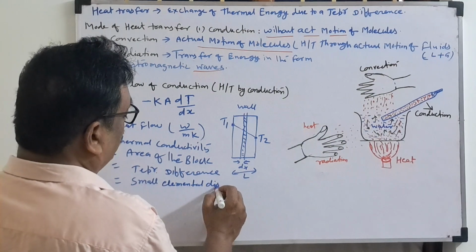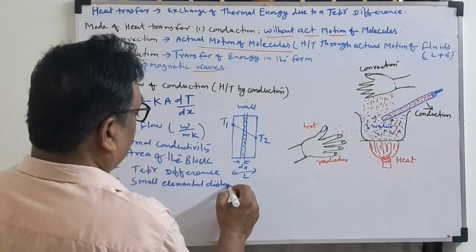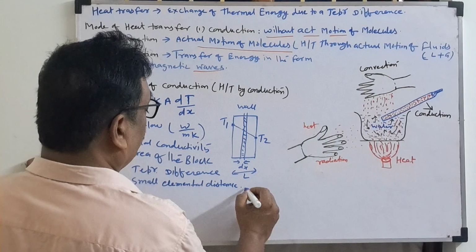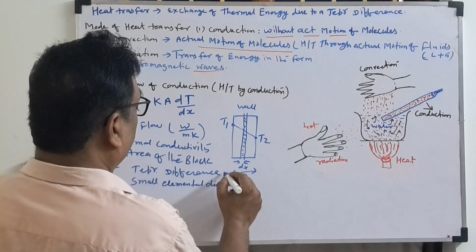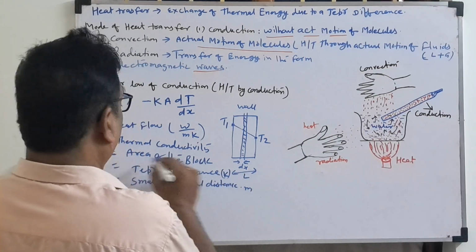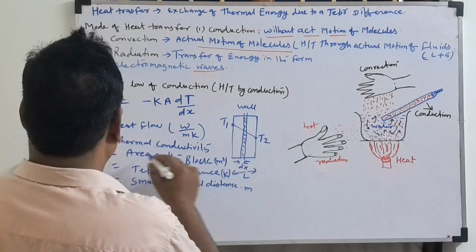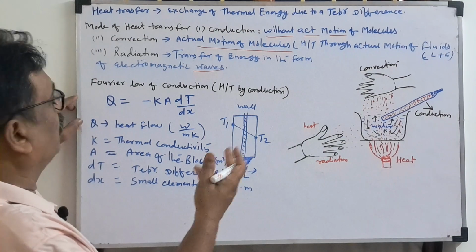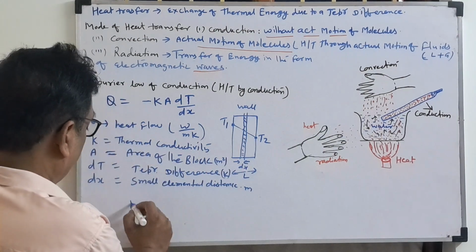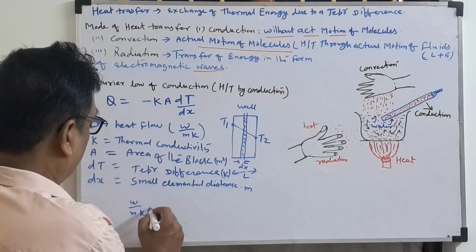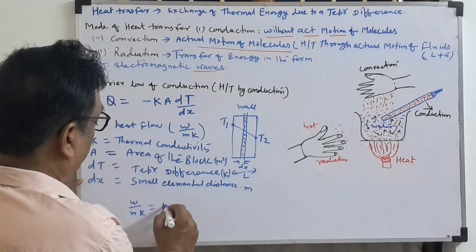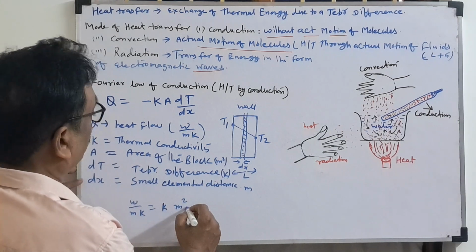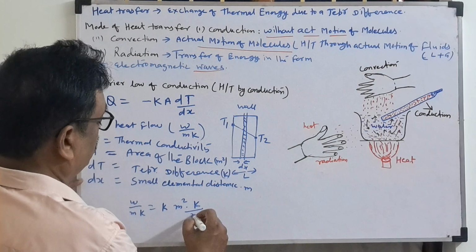A small elemental distance. This will be in meter, temperature in degree Kelvin, area in meter square, thermal conductivity will be, see how we'll know the thermal conductivity. Suppose you don't know. Q already you know, watt, equals K times area, temperature, over meter. K unit I need: area meter square, temperature Kelvin, this is meter.